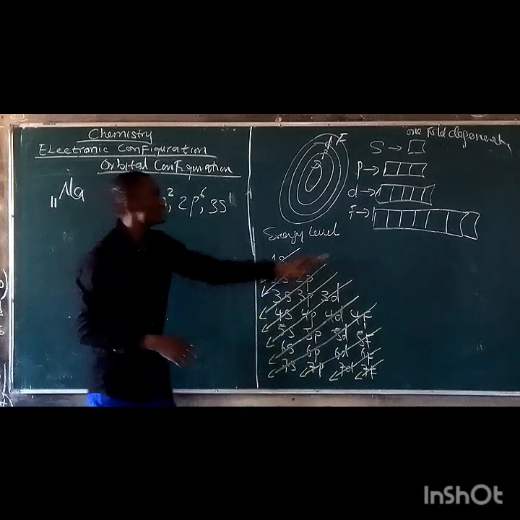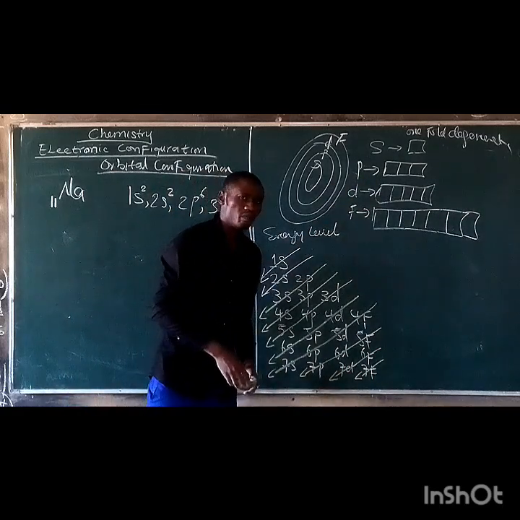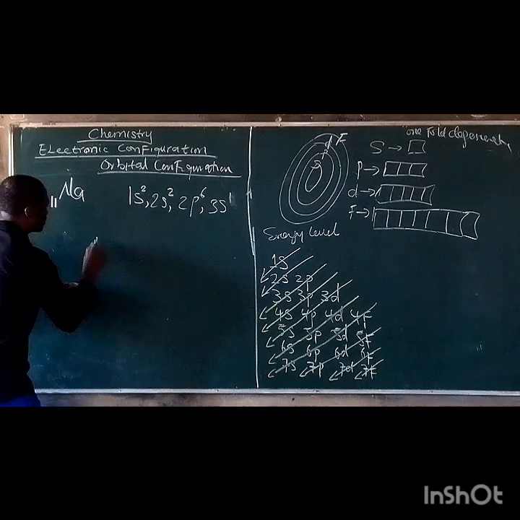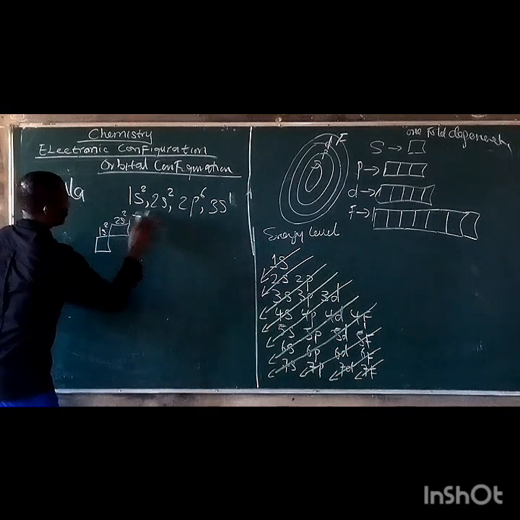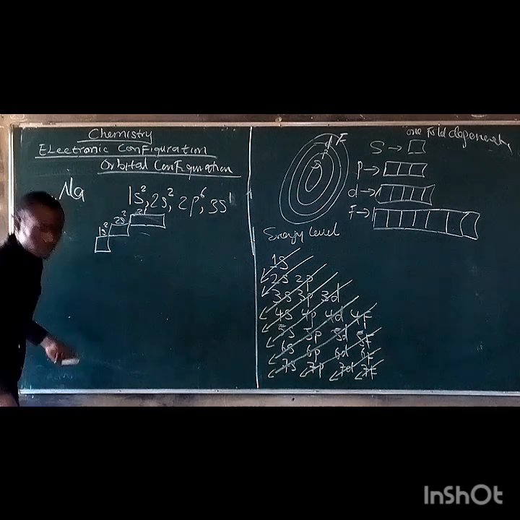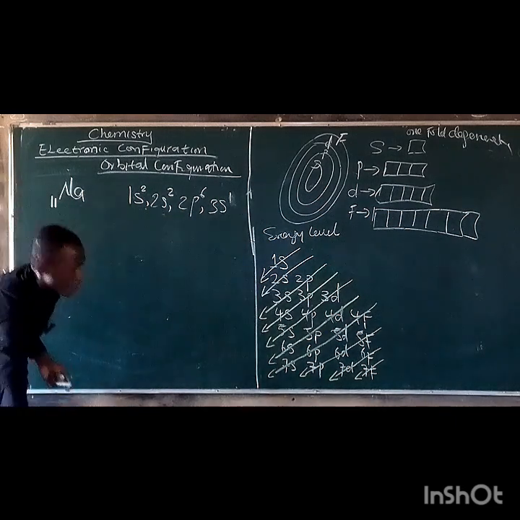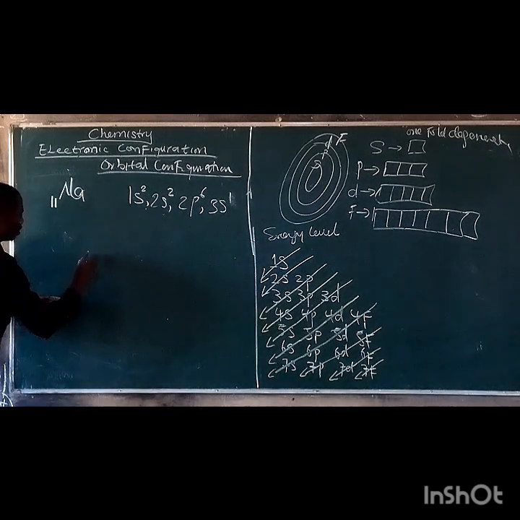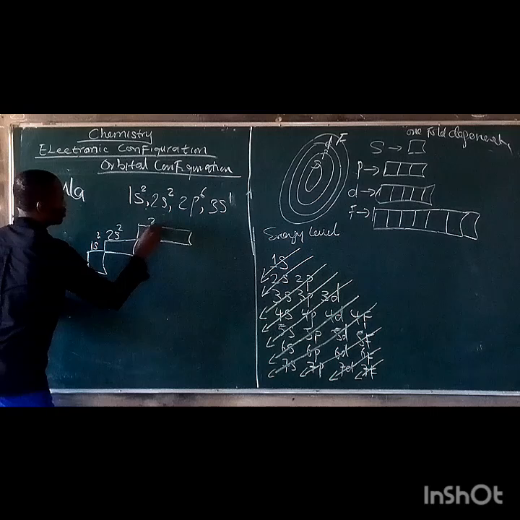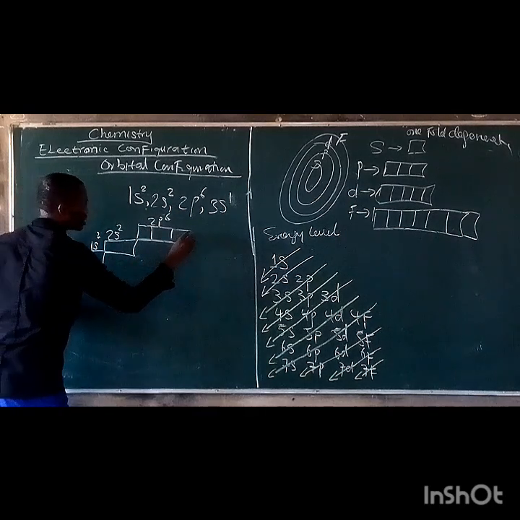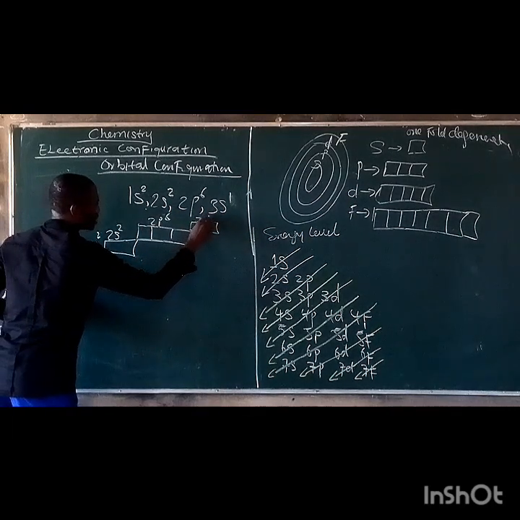But if you want to represent it using these degenerate orbitals, you will represent it like this. This becomes 1s2. This becomes 2s2. This becomes 2p6. Remember, 3-fold degenerate. This becomes 3s1.